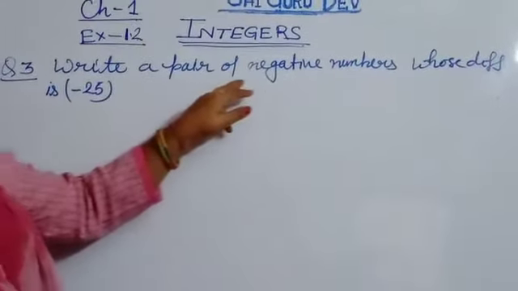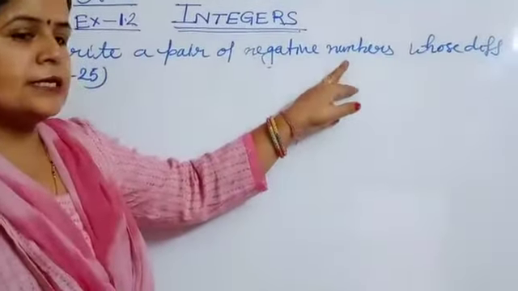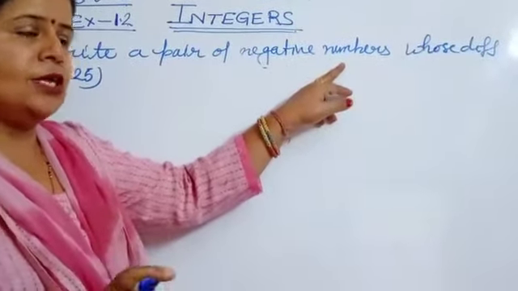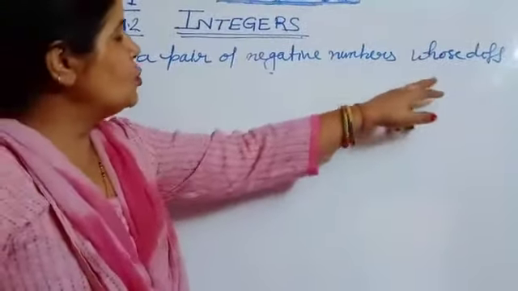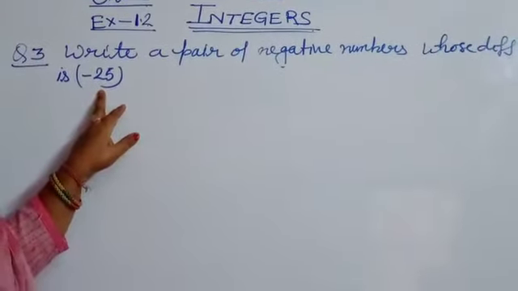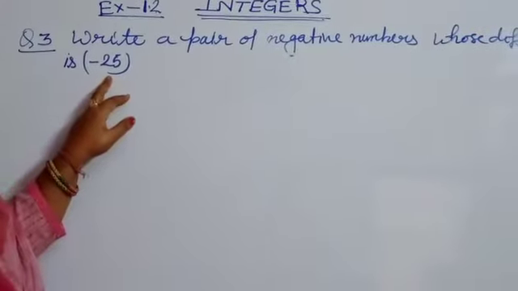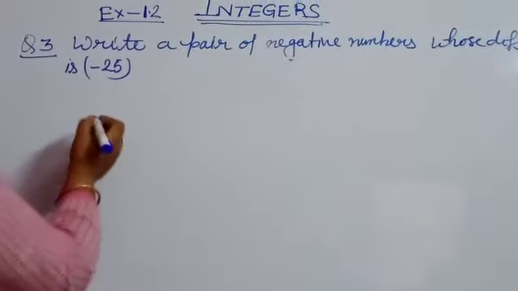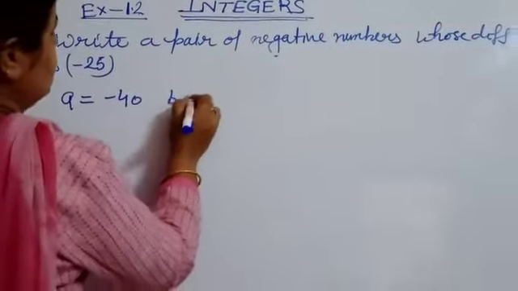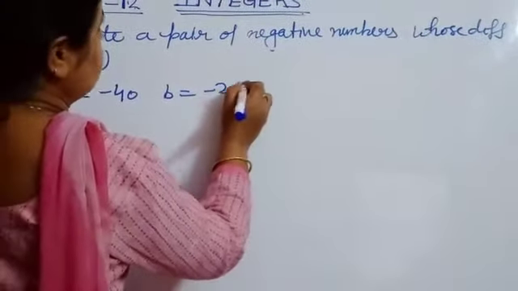Write a pair of negative numbers. This time we have to take both the numbers as negative integers, whose difference is minus 25. If we subtract both the numbers, the result should be minus 25. Let me take A equal to minus 40 and B equal to minus 25. Just see what happens.